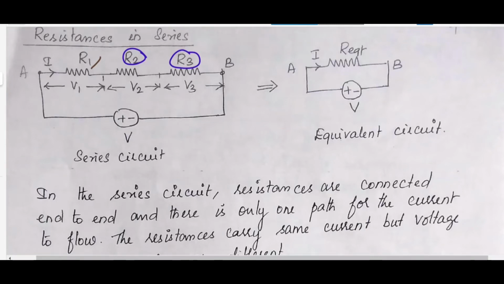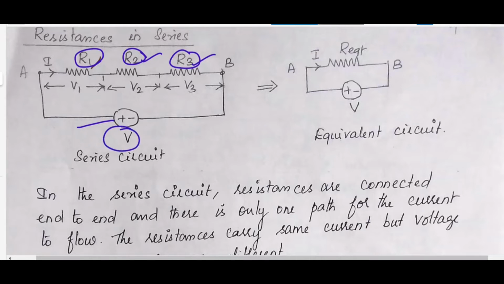In this video, we are going to see how resistors are connected in series and parallel, and how to find the equivalent resistance of the same. Now consider the circuit where three resistors R1, R2, R3 are connected in series and supplied with a voltage source of V.